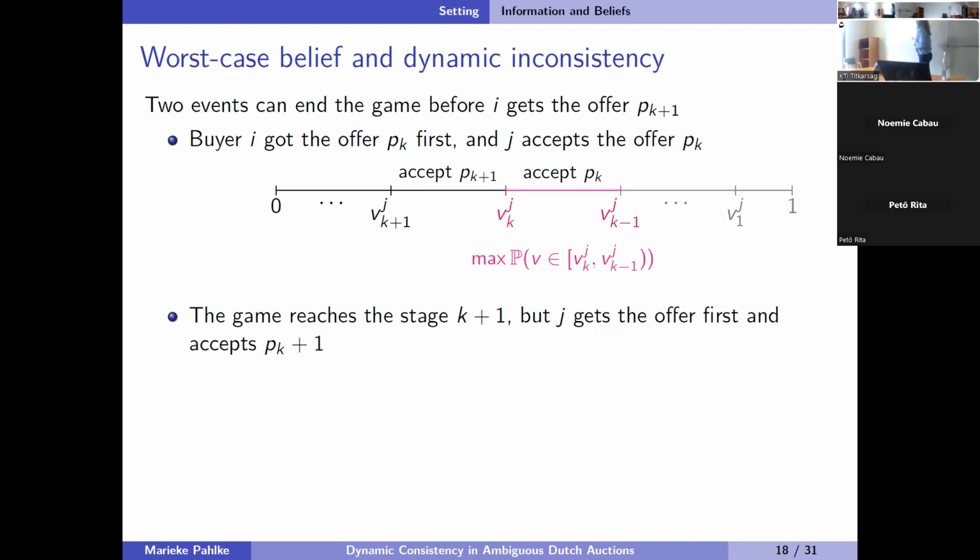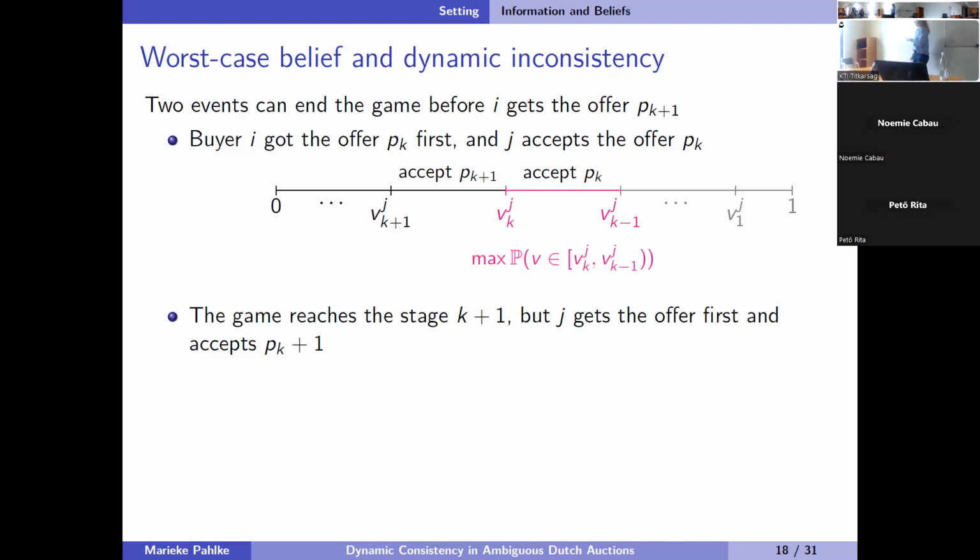So if I get the offer at PK, and the event is that the other guy still accepts the current price, that means the other guy has to be a type in this part here, because these are the types that will accept the current price. So my worst case belief gives the highest possible probability to these types, because these are the ones who accept the current offer, so these are the ones who would have the highest possible probability to the event that we don't reach the next stage.